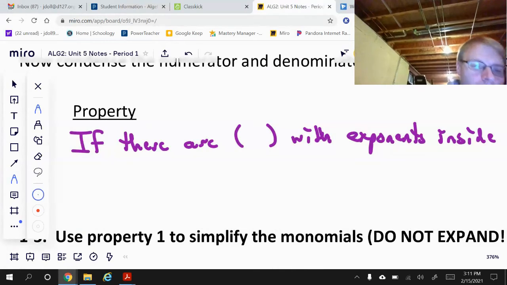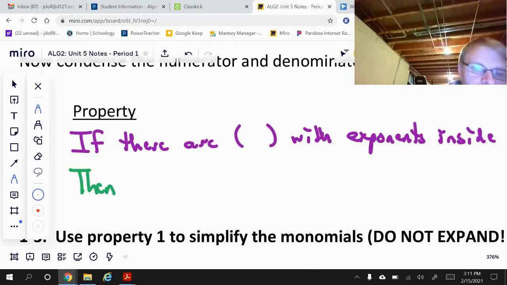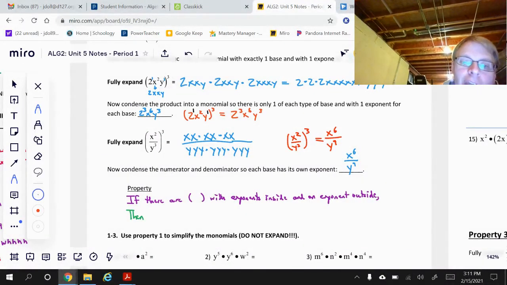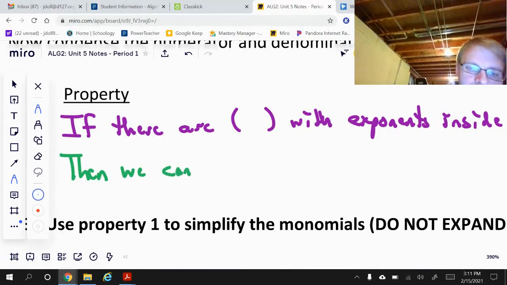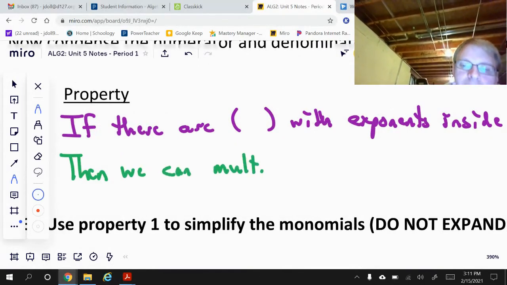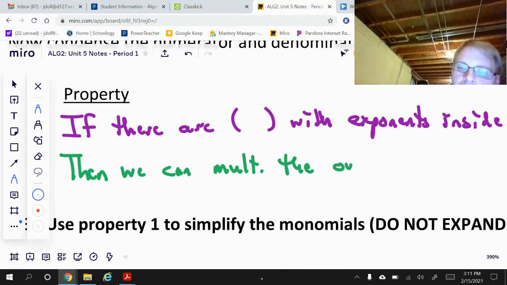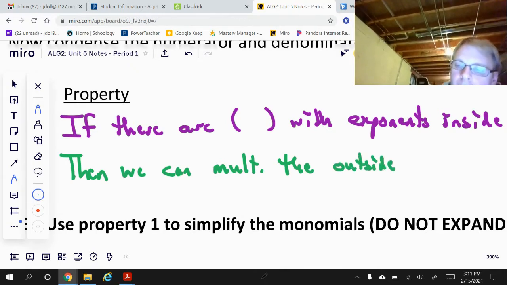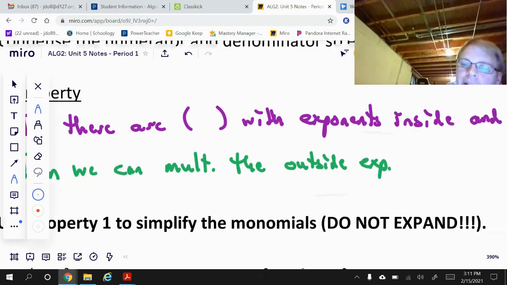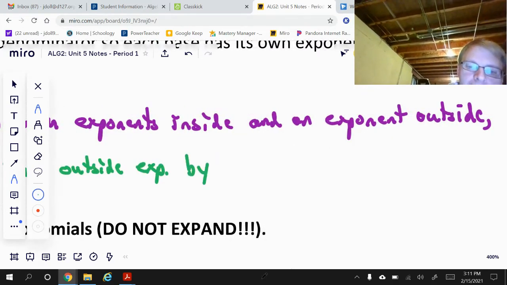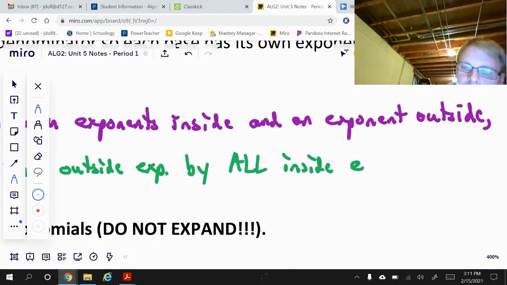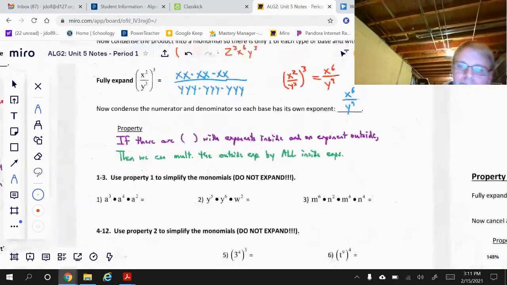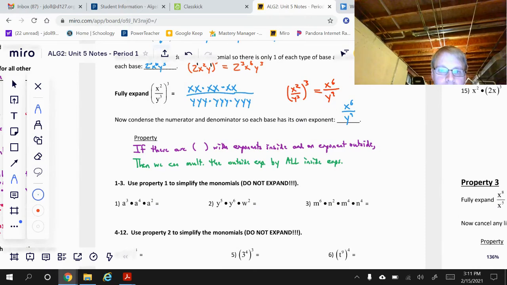Then what can we do? What did we see happening in all of these examples? Hopefully what you noticed was then we can multiply the outside exponent by all inside exponents. All right, and that's our property 2.